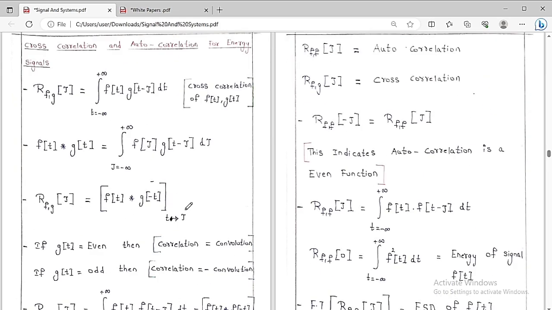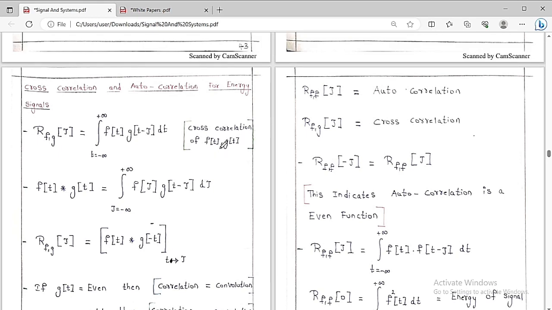I want you to remember only two important things. What is the cross correlation of f of t and g of t? It is the integration from t equal to minus infinity to plus infinity of f of t g of t minus tau dt. And what is the convolution of f of t and g of t? It is the integration from tau equal to minus infinity to plus infinity of f of tau g of t minus tau d tau. Then the relation between these two is very simple: the cross correlation of f comma g of tau is nothing but the convolution of f of t and g of minus t. Finally replace t by tau and tau by t, interchange both. Then we are going to get the expression that we want. So this is the relation between these two things.